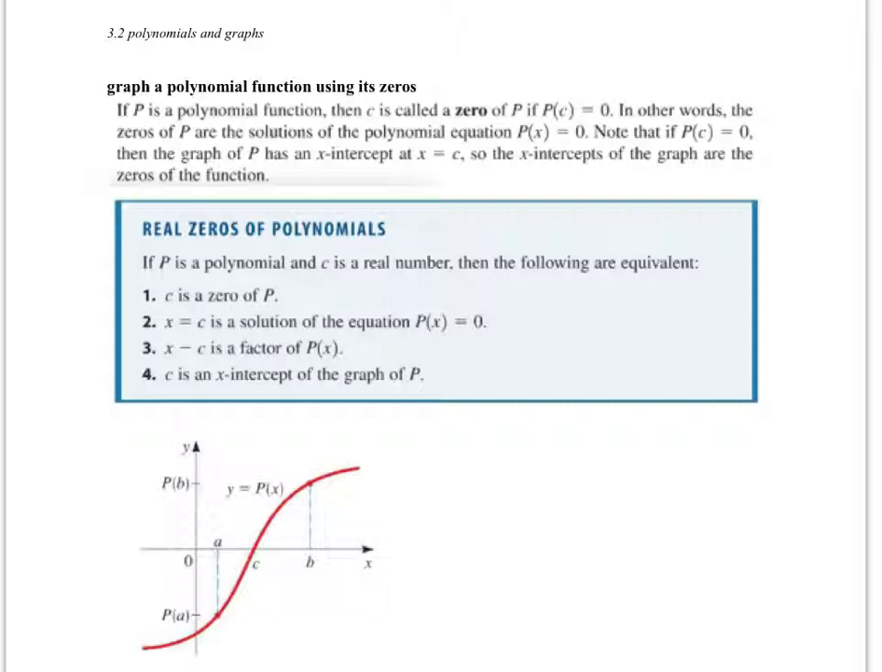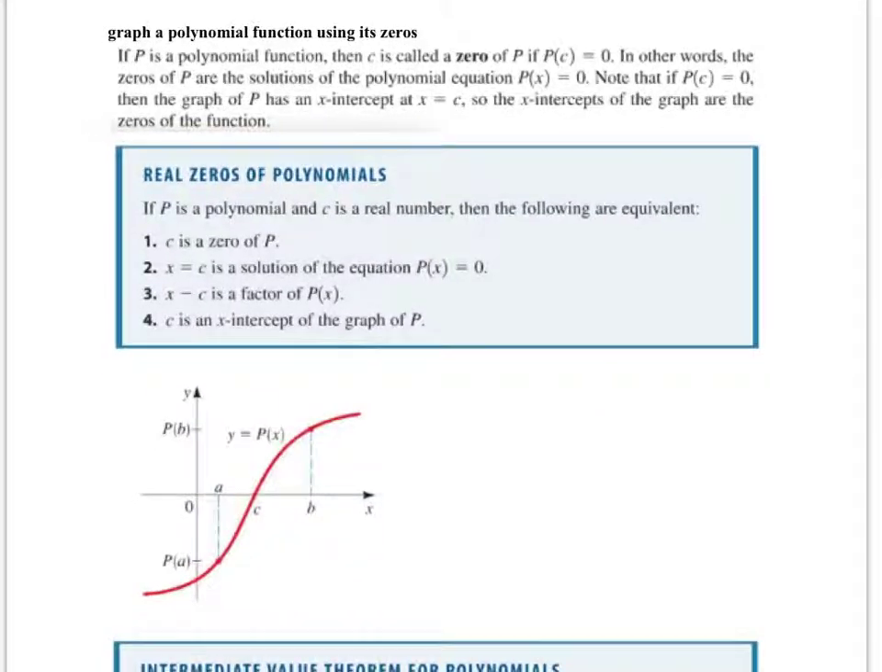Some of this stuff is mostly just terminology. So looking at a polynomial function and its zeros, if you have a polynomial function and c is a real number, the following are all equivalent. If you say that c is a zero of p, it means the same thing as x equals c is a solution of the equation p of x equals 0.